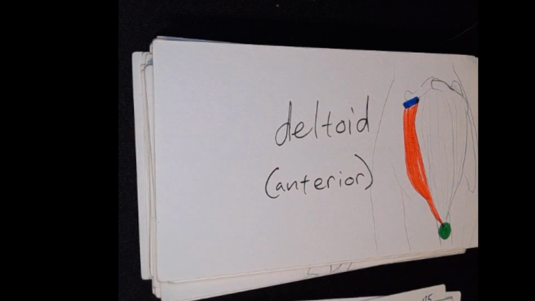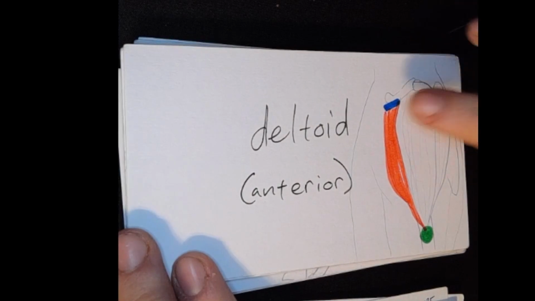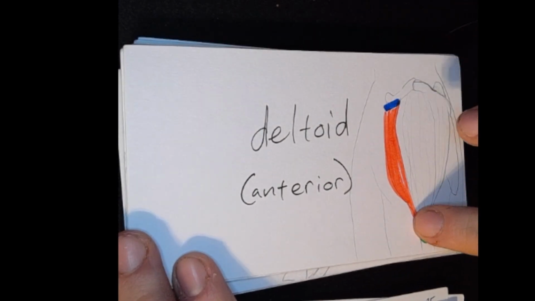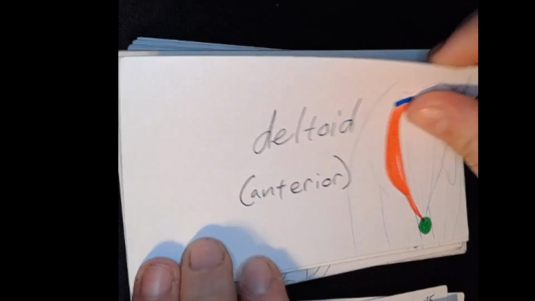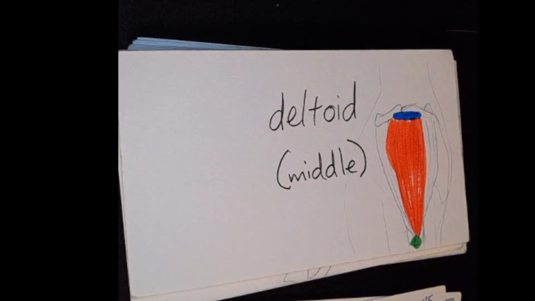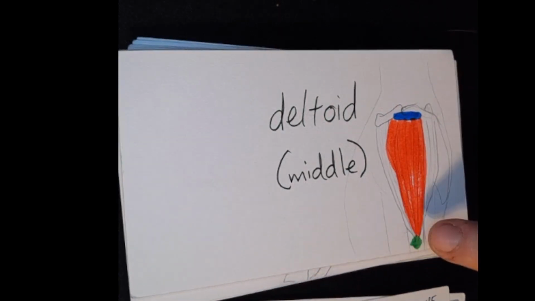Anterior deltoid. Origin: lateral third of the clavicle. Insertion: deltoid tuberosity. Action: shoulder abduction, flexion, medial rotation, and horizontal adduction. Innervation: axillary nerve. Middle deltoid. Origin: acromion process. Insertion: deltoid tuberosity. Action: shoulder abduction. Innervation: axillary nerve.